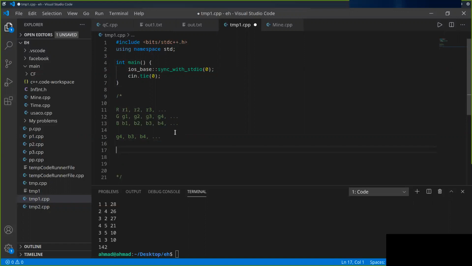But let me tell you that this approach will fail and it will give a wrong answer. But why? Let's take an example of three arrays. So let's say, for example, 2, 3, 3, and here 4, and here 4. So these are the three arrays, okay? R, G, B. So this is one element, three element, and let's sort them. Sorry, 3, 2, 2.